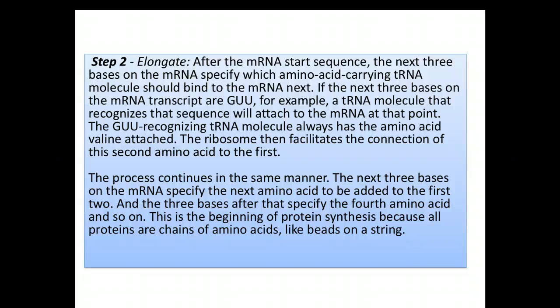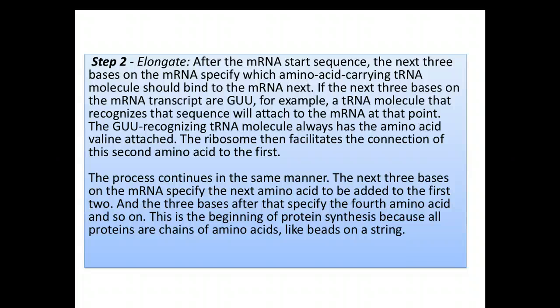Step 2 is we elongate. After the messenger RNA start sequence, the next 3 bases, or the codon of the messenger RNA, specify the amino acid carrying the transfer RNA molecule that should bind in the next sequence. If the next 3 bases on that messenger RNA are GUU, for example, the transfer RNA molecule that recognizes that sequence will attach. At that point, the GUU-recognizing transfer RNA molecule always has the same amino acid, valine, attached.